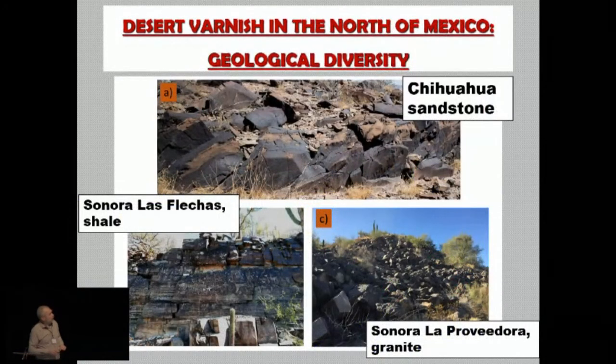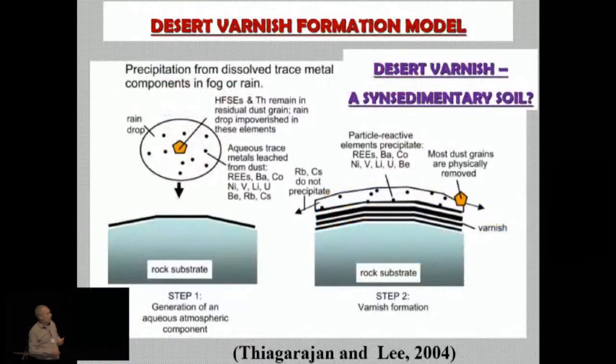It is very interesting, also speaking about the origin of this coating, that it is very similar on different rock types. We made a study of this coating on different geological materials in the north of Mexico, and despite their contrasting differences, the composition and structure of these coatings is very similar. So, this is the model of the origin of desert varnish, mostly related to airborne particles, not to the rock substrate.